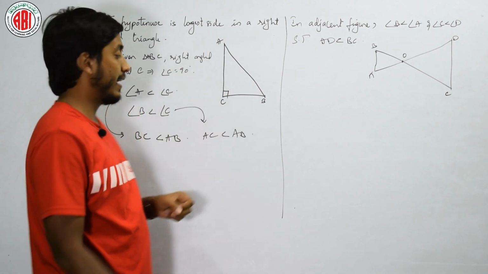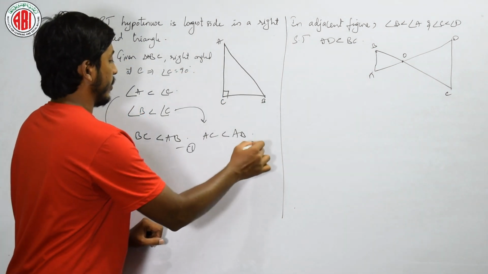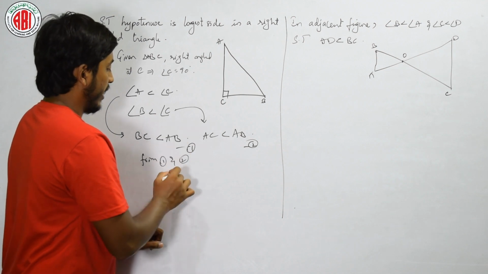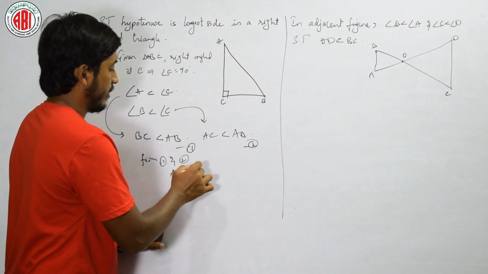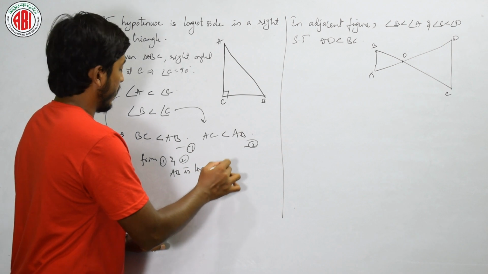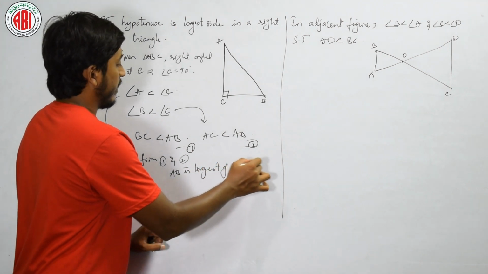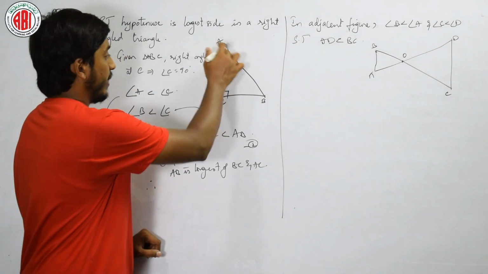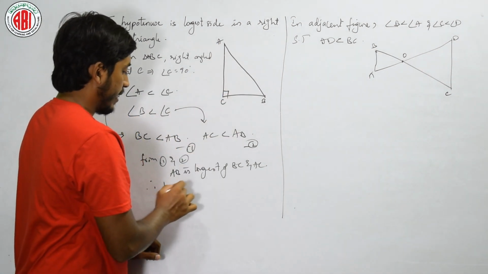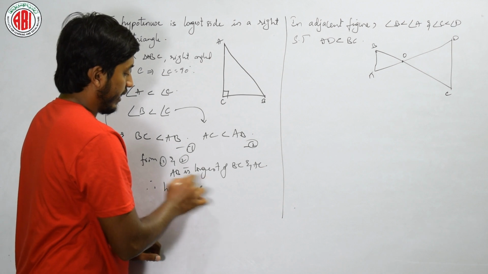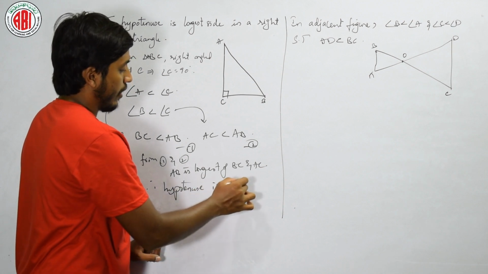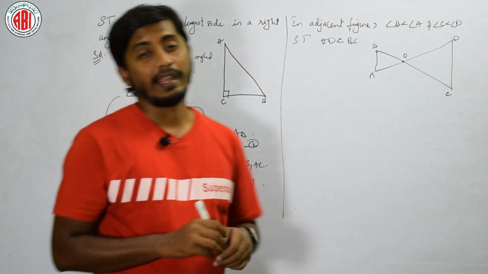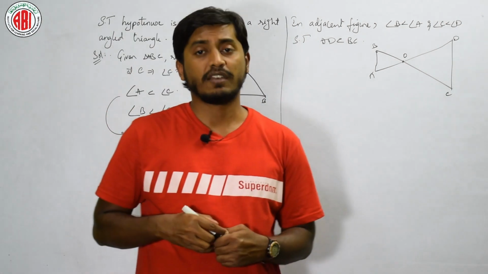Therefore, I can tell from 1 and 2, AB is the longest of BC and AC, right. Therefore, AB, the hypotenuse, is the longest side of a right angle triangle. Clear? Shall we do the next problem?